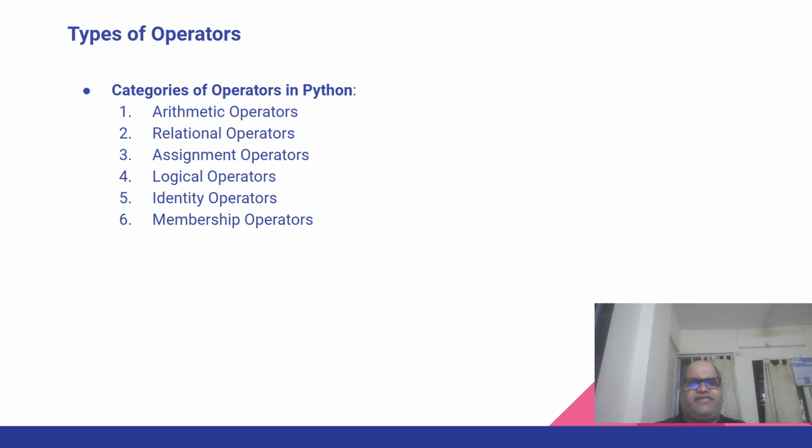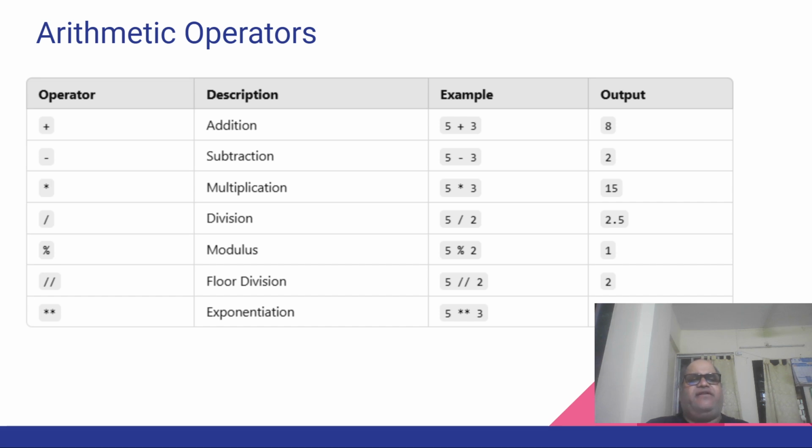If you look at different categories of operators in Python, they will broadly be these 6 categories: arithmetic operators, relational operators, assignment operators, logical operators, identity operators, and membership operators. In subsequent slides, we will look at their purpose and the set of operators that are used in each category. Let us start with arithmetic ones.